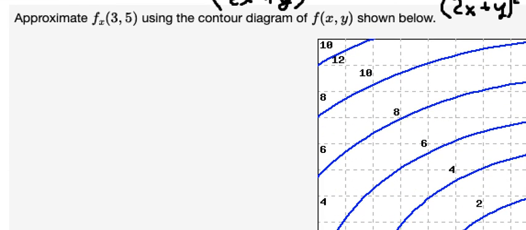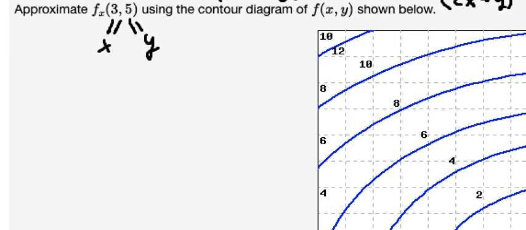Now let's go to the next one. Approximate first the derivative of the function with respect to x at 3. This is about x, and this is about y. So we will use a contour diagram to find the answer here.